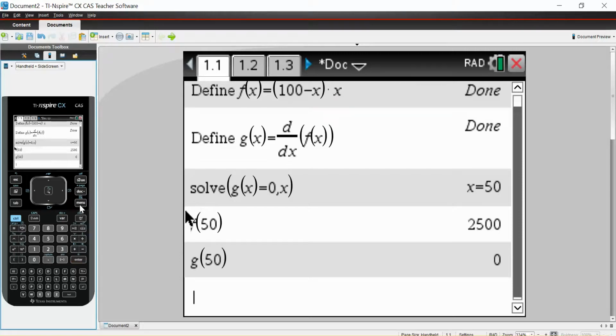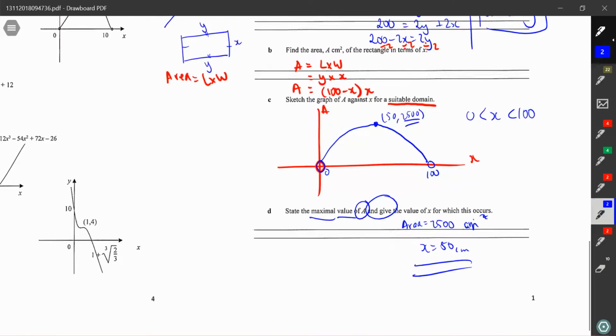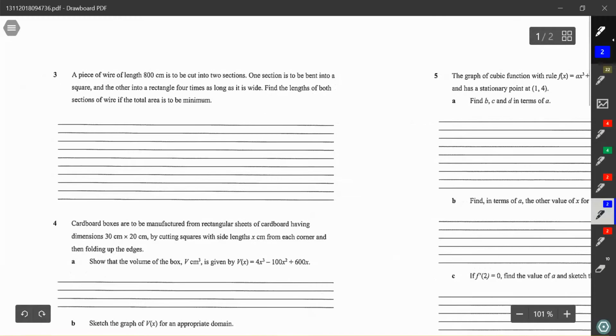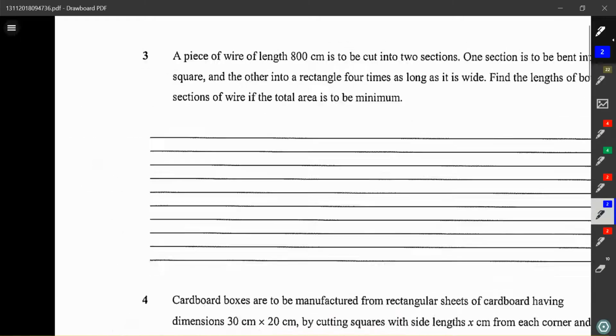Okay? All right, we've got about 10 minutes left. Let's try the next question now. So that was the first part. D, is there an E? No. All right. Here we go.